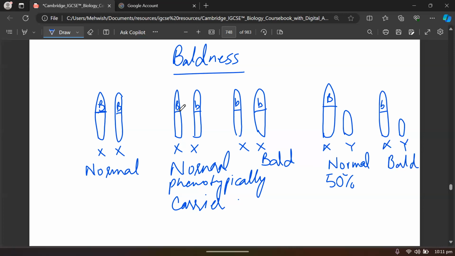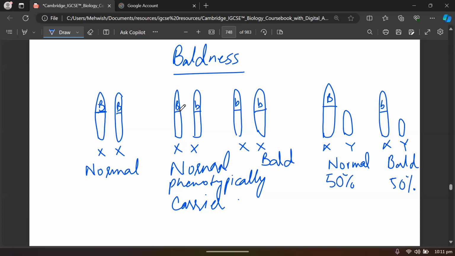But in females, that's why it is said that it is more common in men as compared to women, right? So we can say that in men it is more common because there are 50% chances that the man would be normal, and 50% chances for the man to be bald. And in females, there are 75% chances that the female would be normal, right? And only 25% chances for a female to be bald, right? So this is an example that is giving you some information about sex linkage.